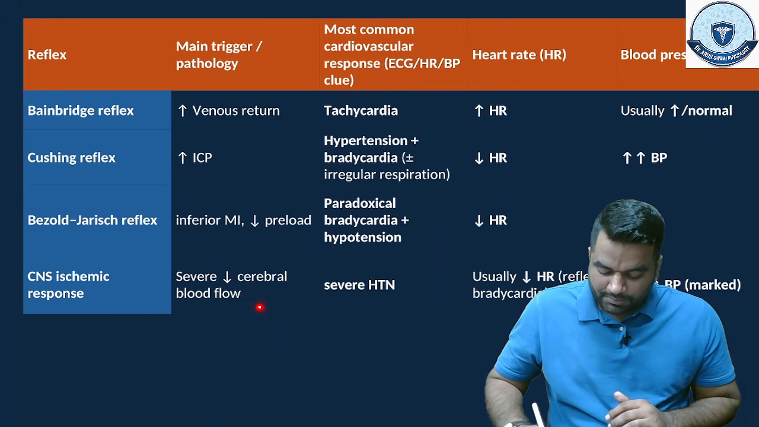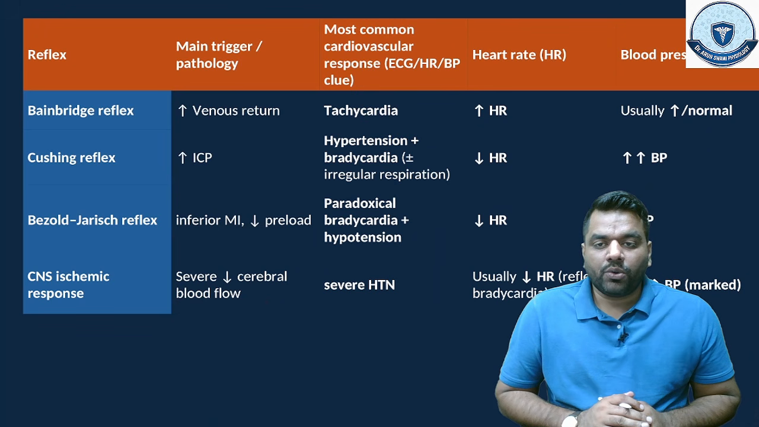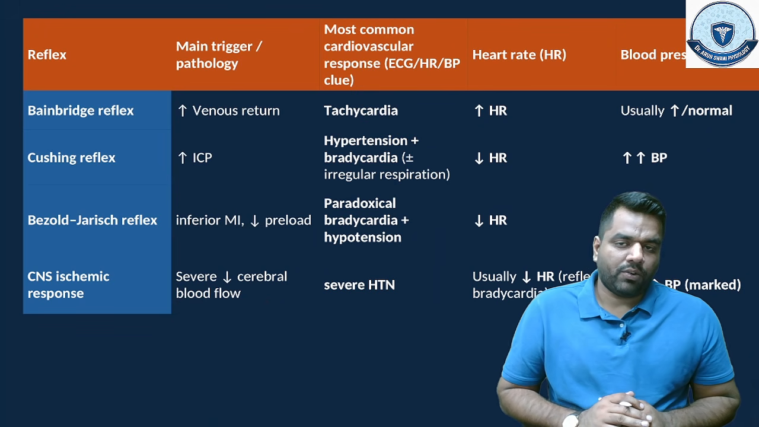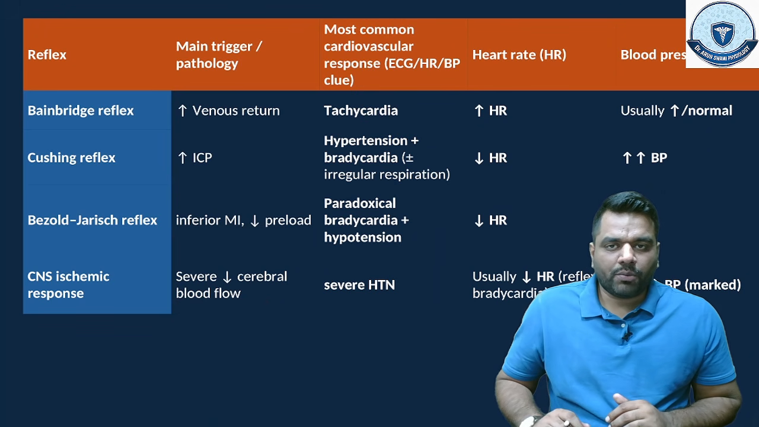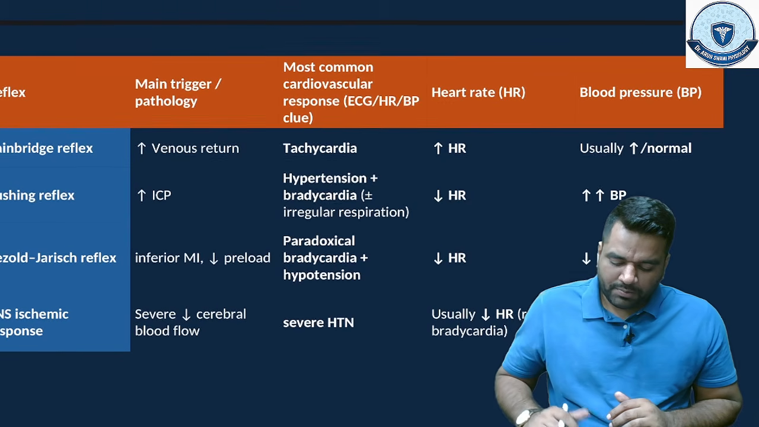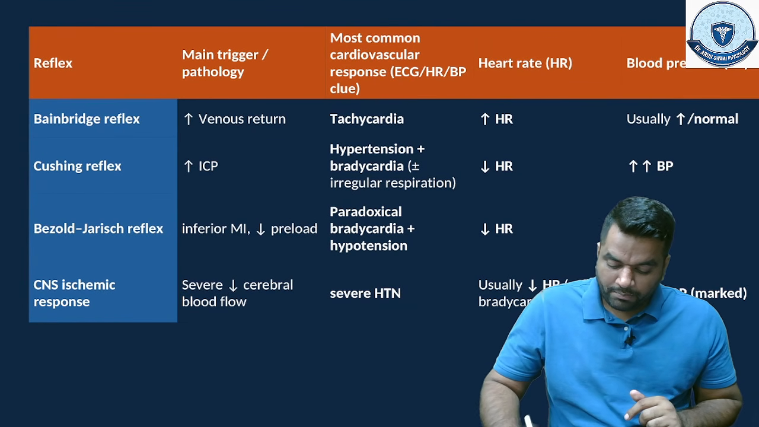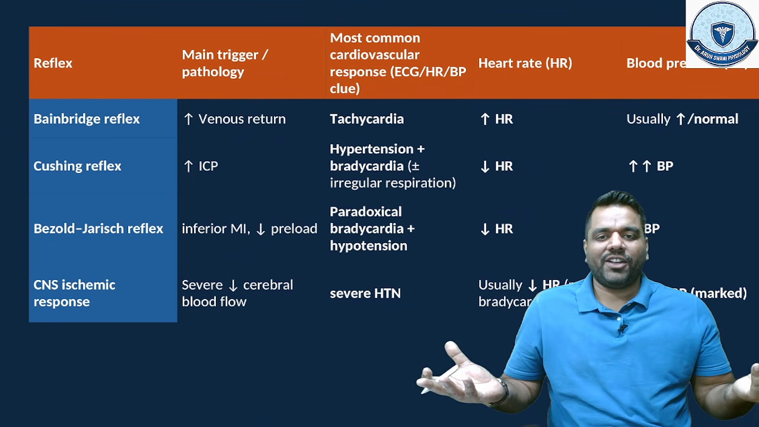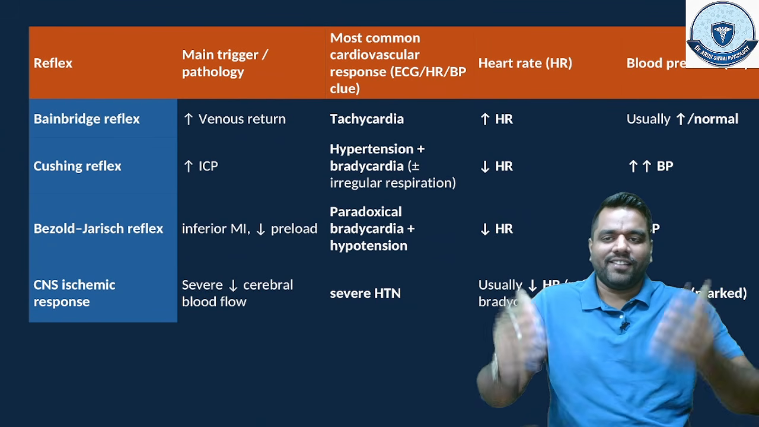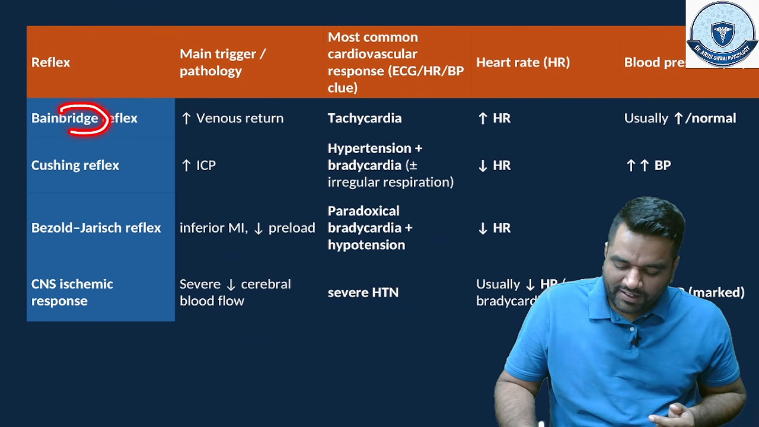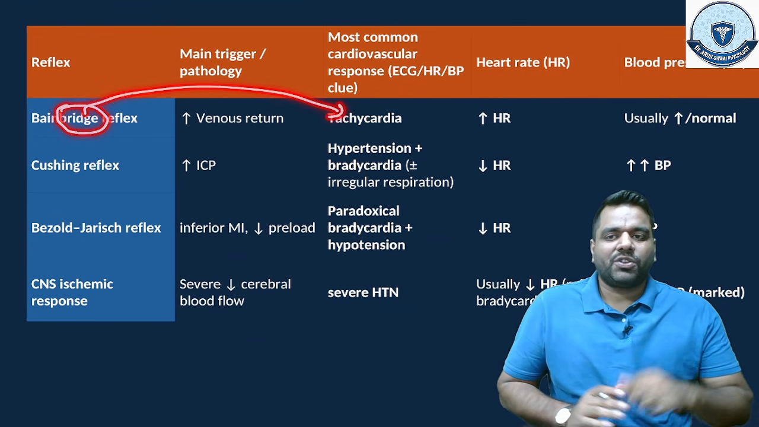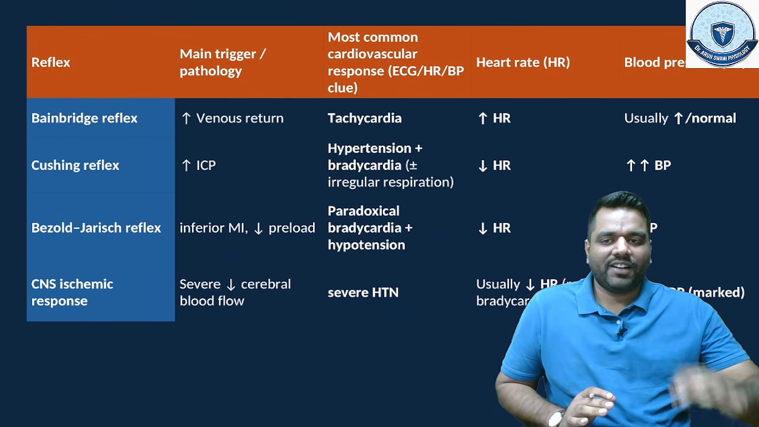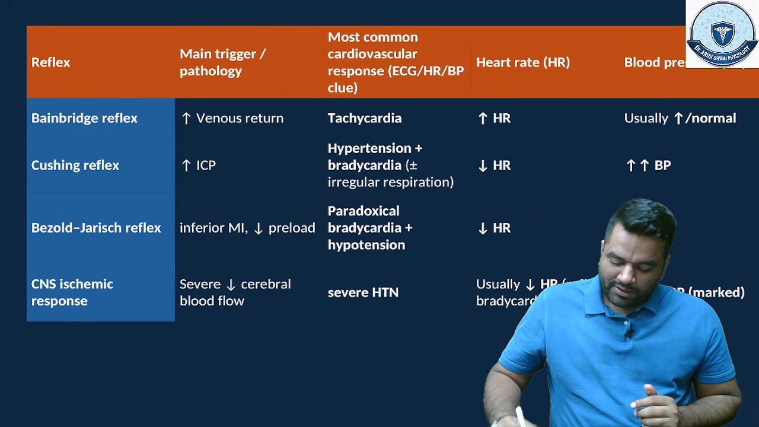And CNS ischemic response, this is due to the severe cerebral blood flow, right? What is the most common cardiovascular response in Brain bridge reflex? Please remember, Brain bridge. Whenever a bridge is built, do you walk fast or slow? When the bridge is built over the river, definitely you will walk fast. So the Bainbridge reflex will always do the tachycardia, right?